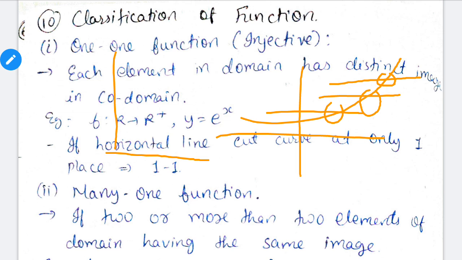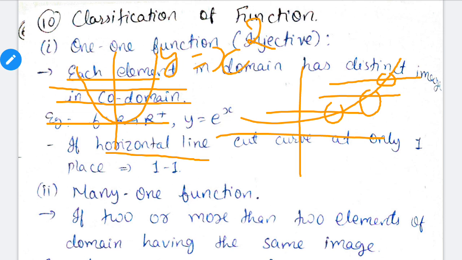If we take y is equal to x square, then its graph is like this. And now if we draw a horizontal line, see, it cuts at two places. So it is not 1-1. So this way we can know whether a function is 1-1 or not by the graphical method. Above was the theoretical method, we can say. So we have to check for that.